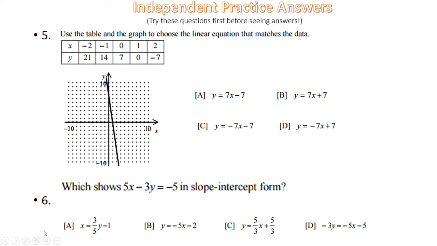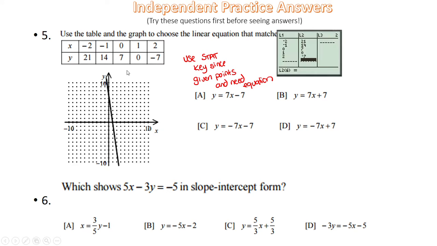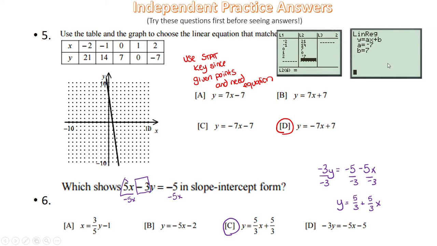All right, number 5. Number 5, we did more yesterday on day 5 than today. But number 5, we have a table. So we didn't have this in our notes for today, but whenever we have a table, we need to use our stat key. So if I were to type all of these into stat, my x's are my L1s, my y's are my L2s, and then I do stat calc 4 to get linear regression, and there's my answer right here on my calculator screen. So my answer is D.